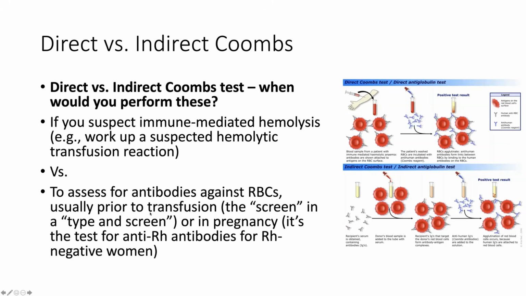Indirect Coombs test is to assess for antibodies against red blood cells, usually before transfusion or in pregnancy. So a type and screen and the anti-Rh antibody would be the most common indirect Coombs tests, because there you're looking, do they have the antibodies? That makes sense. So this is probably the most important thing for you guys to remember about the Coombs test: when would you use them? And this is also the thing that didn't make sense to me for many years. I know that I didn't explain that perfectly. So what questions do you guys have?